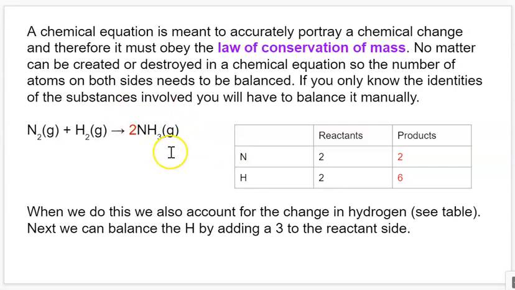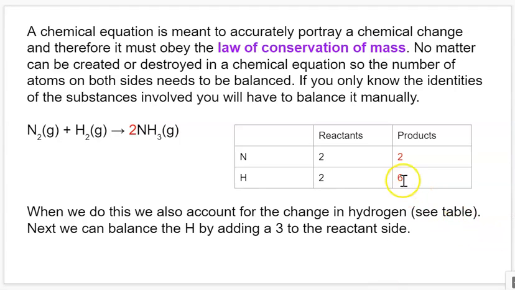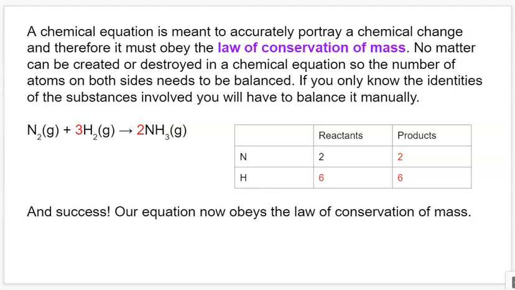But since the hydrogen is also attached to ammonia, that also changes from 3 to now 6. But that does give us a jumping off point to then balance the hydrogen as well. Since we have 2 hydrogen, we have these H2 molecules, and we need 6. That means we're going to need 3 of these in order to get 6. So we'll add a 3 to the reactant side in front of the hydrogen.